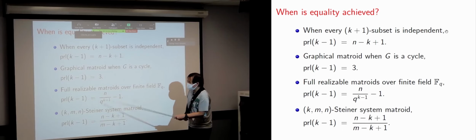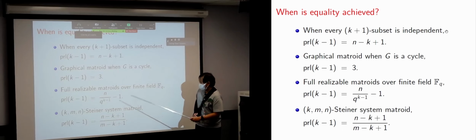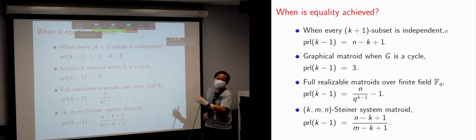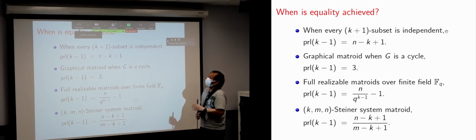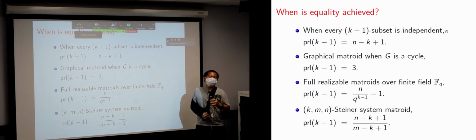And not only this, we also have another equality case, which is when your matroid is a Steiner matroid. I won't have time to cover that, but let me just say that the number parallel of k minus 1 is n minus k plus 1 divided by m minus k plus 1. The one point that I want to emphasize here is that there are many examples for equality. And that brings a natural question. When we have so many examples, what is the unifying property? Even though they all look so different, what is the reason why they can give us equality? Is there any unifying property?